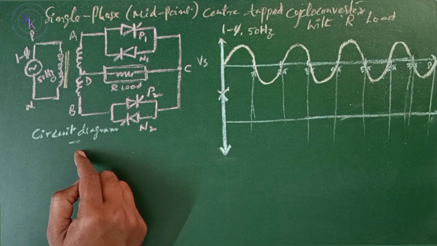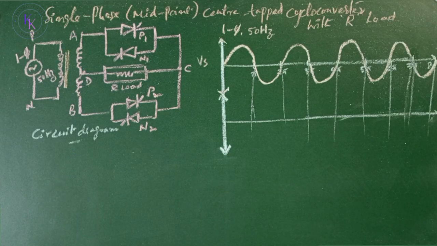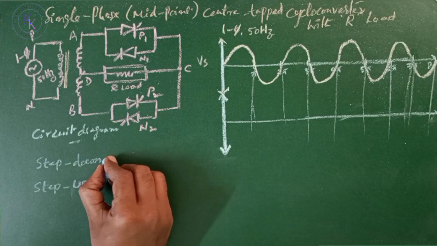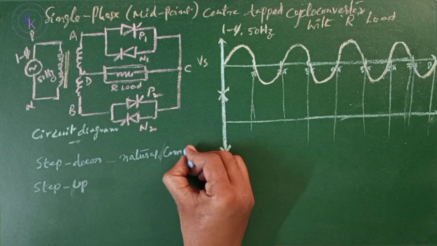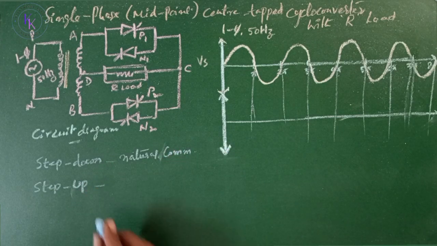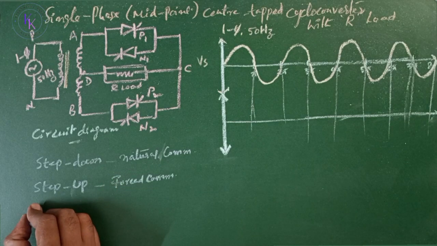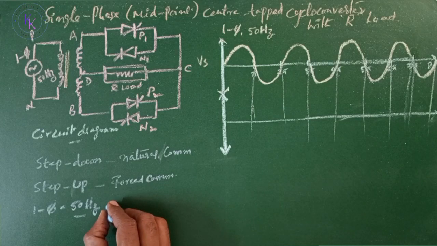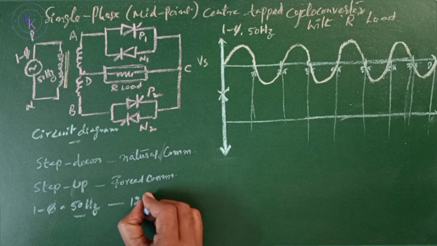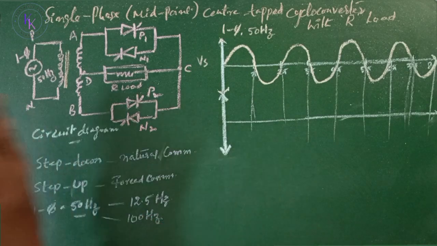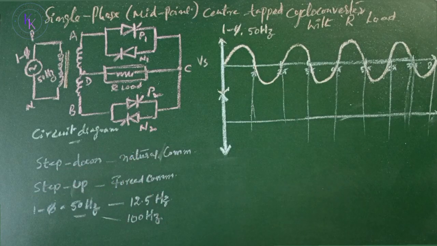Now this is the circuit diagram we use for the midpoint or center tapped cycloconverter. The same circuit can be used for step down and step up cycloconverters. In step down cycloconverter, we use natural commutation to turn off the thyristors, whereas in step up cycloconverter, we use forced commutation. We have taken a 50 Hz single phase supply. First, we'll see how to step down this frequency to 12.5 Hz, then to step up to 100 Hz by using the same circuit.